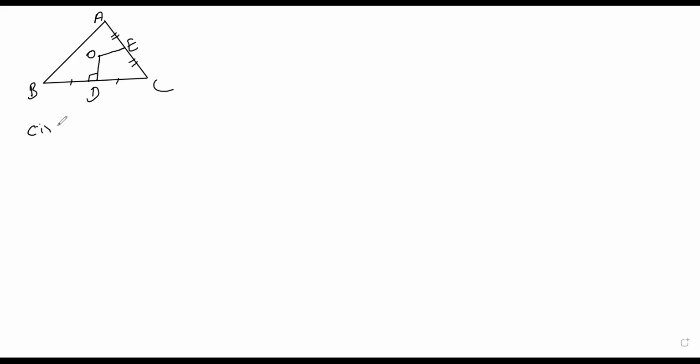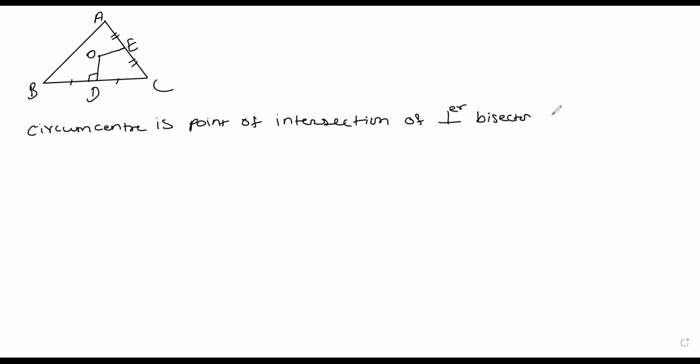So what is circumcenter? Circumcenter is point of intersection of perpendicular bisectors of sides of triangle ABC.